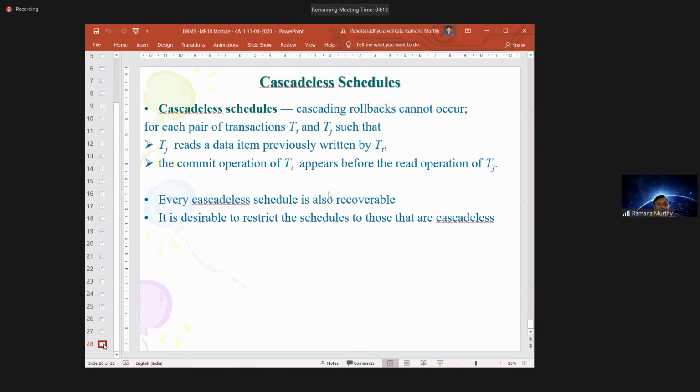With this we can conclude this particular topic, schedules and concurrent transactions. In the next class we'll start with another topic. With this we are concluding the first part, 4A. In the next class we will start with 4B.